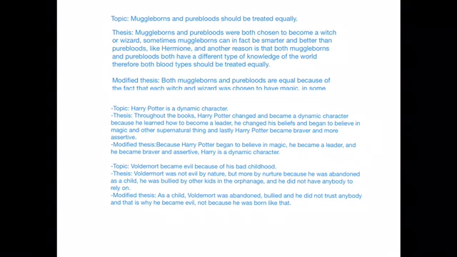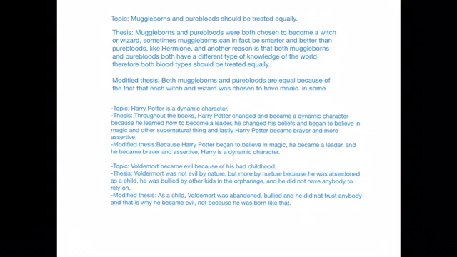Okay, so the first example topic is that Muggleborns and purebloods should be treated equally. And so a thesis statement is that Muggleborns and purebloods were both chosen to become a witch or wizard. Sometimes Muggleborns can in fact be smarter and better than purebloods, like Hermione. And another reason is that both Muggleborns and purebloods have different types of knowledge in the world, and therefore both blood types should be treated equally.